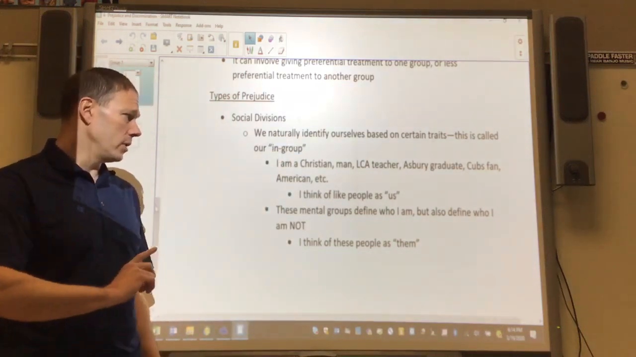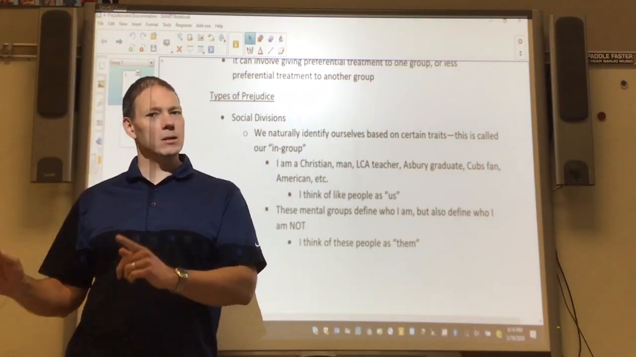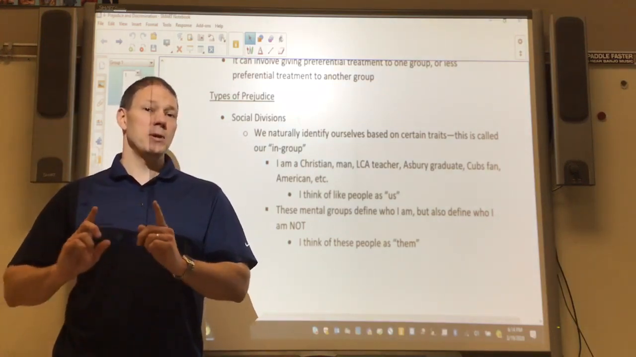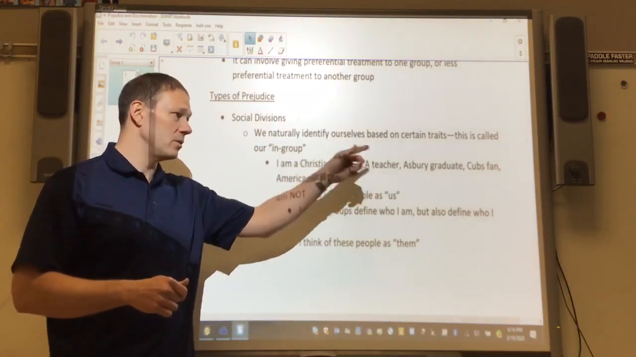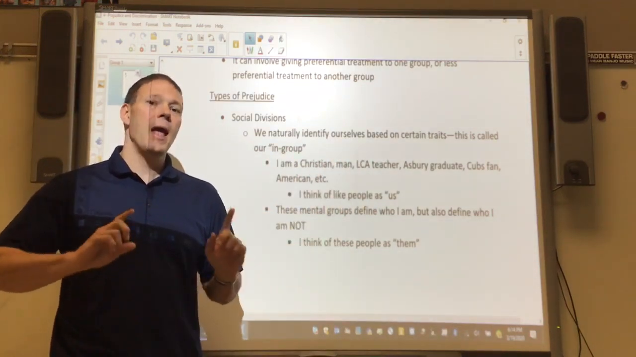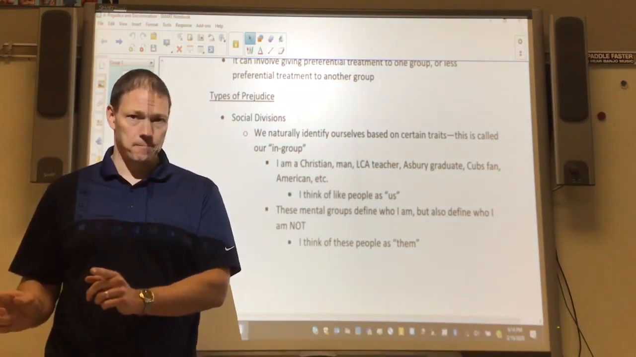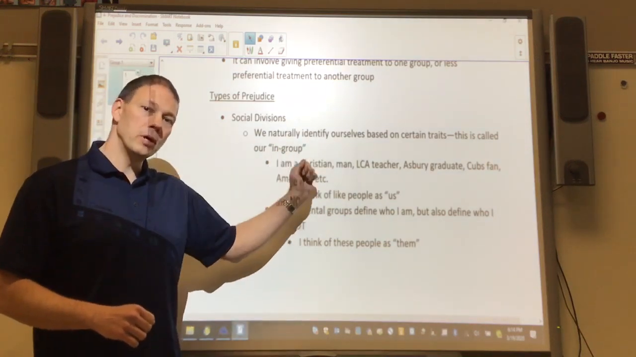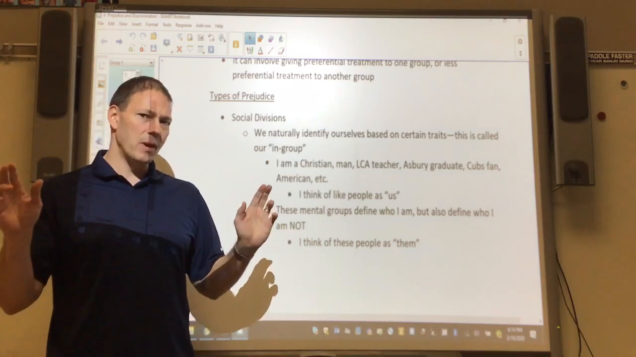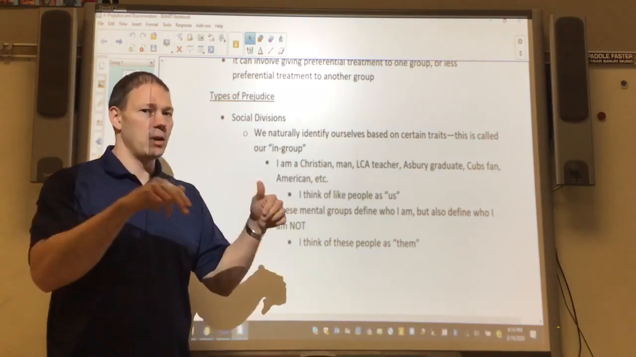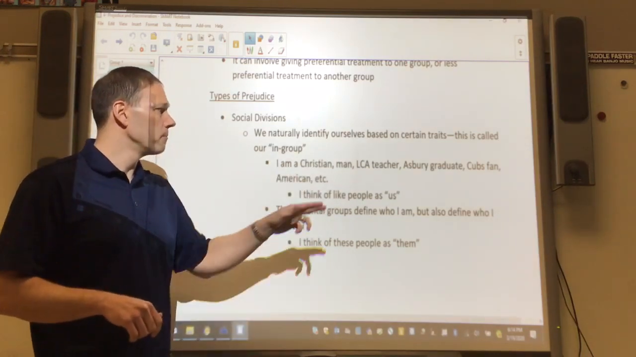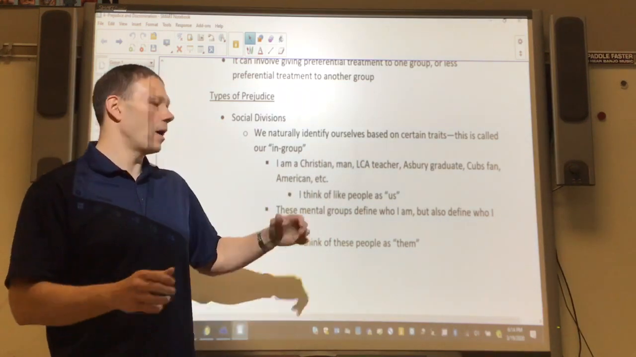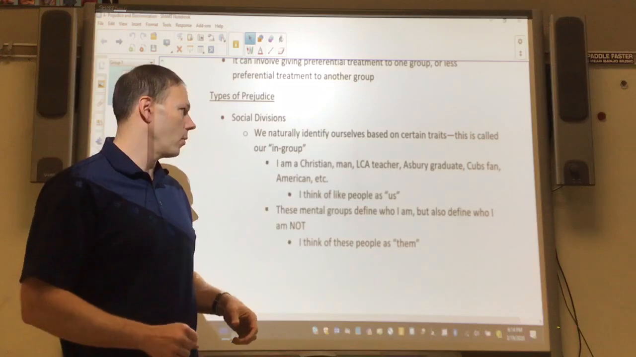Now, when I do this, I'm automatically also creating an out-group. In other words, there's going to be a group of people that don't meet these particular characteristics, and they become them, okay? It could be atheists, or Buddhists, or Muslims. We kind of think of them naturally as them because they're not like me, okay? Women, people that go to Lexington Catholic, or Dunbar, or Lafayette, right? They're kind of in the them category.